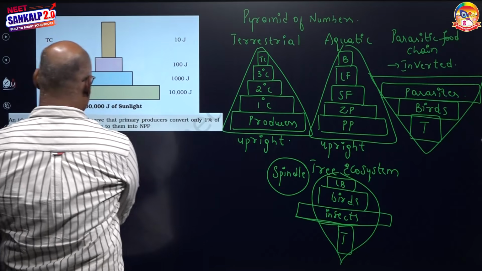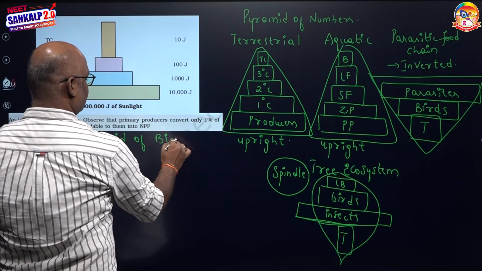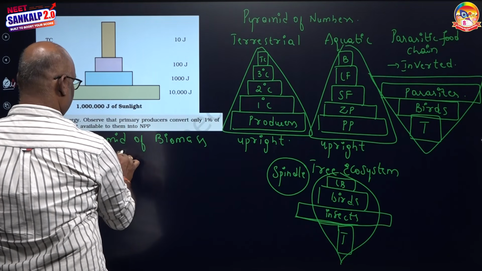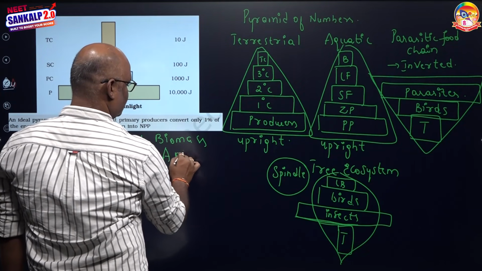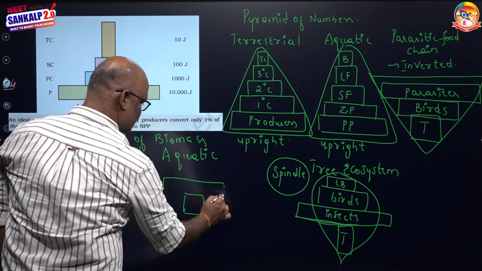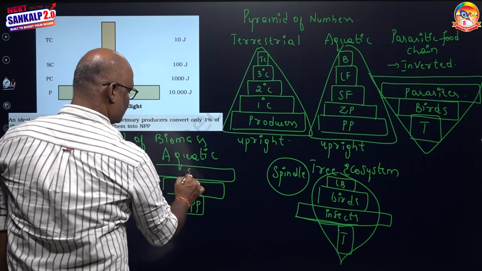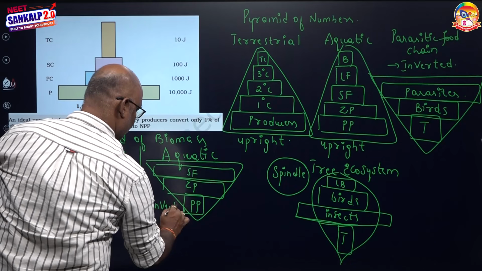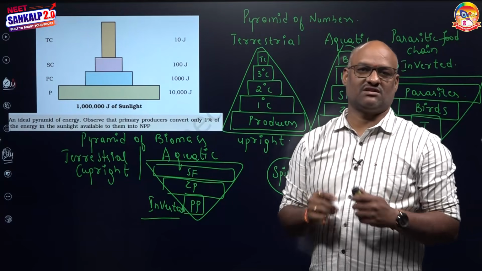Now when you go to the pyramid of biomass, the pyramid of biomass for terrestrial ecosystem is upright, whereas the pyramid of biomass for aquatic ecosystem is inverted. Because phytoplanktons have very little biomass, zooplanktons have more biomass, and small fishes have more biomass than the large fishes. So the pyramid of biomass for aquatic ecosystem is inverted. This is very, very important.